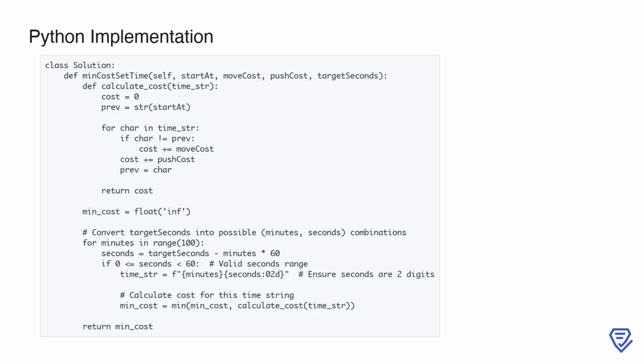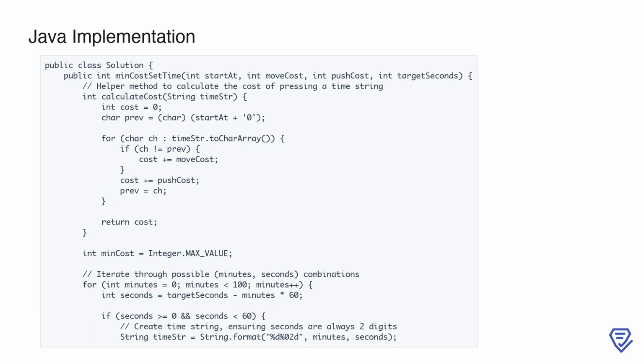To ensure correctness, it validates that seconds remain in the range 0 to 59, and limits minutes to a maximum of 99. Finally, the function returns the minimum cost found. This solution is efficient due to its bounded search space, 100 possible minutes, and direct computation of costs for each possibility, making it well suited for the constraints of the problem.